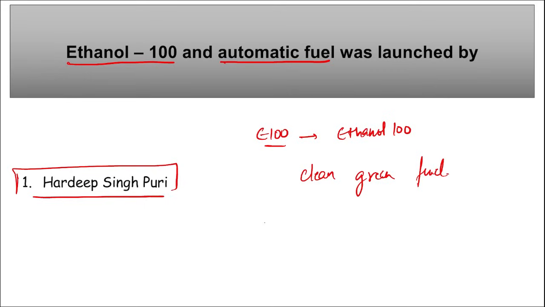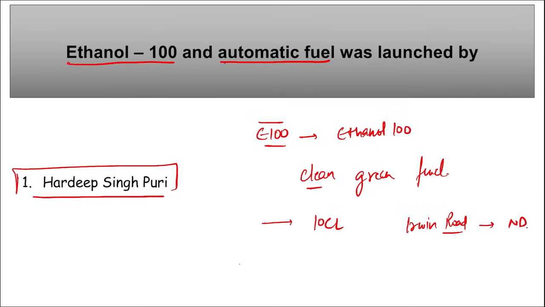This E100 was launched where? It was launched at IOCL's, that is Indian Oil Corporation Limited's retail outlet, that is at Arvind Road. And where is this Arvind Road service station? This is in New Delhi. So E100 launched by Hardeep Singh Puri. This is a clean green fuel, that is an alternative to gasoline, and it was first launched at IOCL's retail outlet, that is at Arvind Road service station, that is in New Delhi.